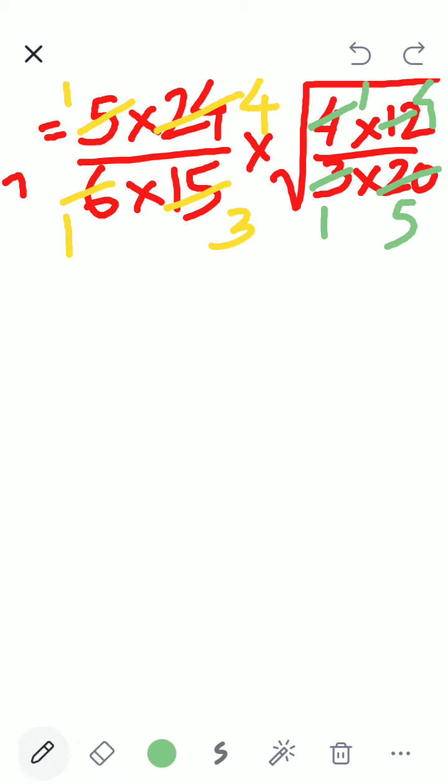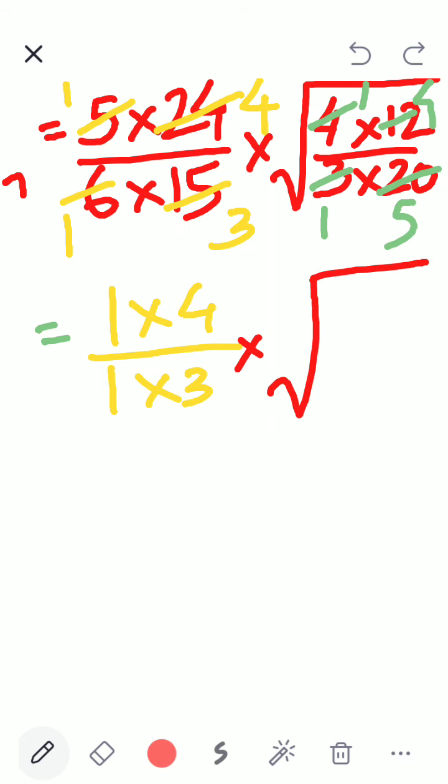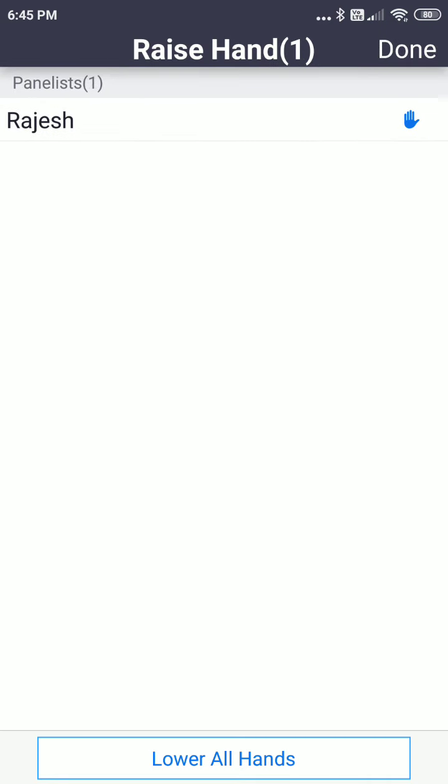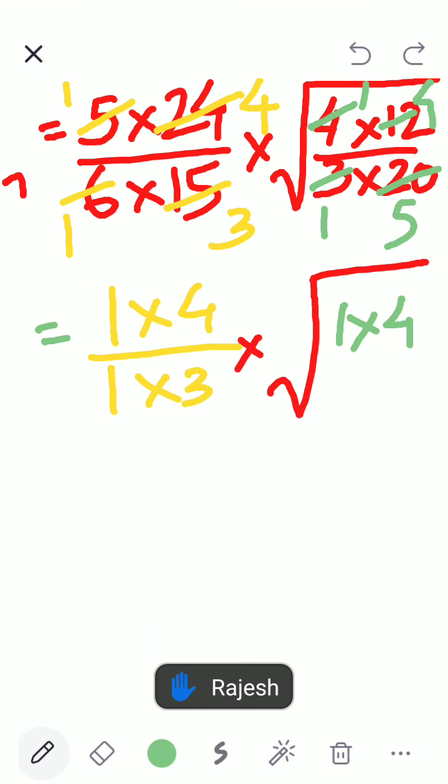So I will get equal to 1 into 4, 1 into 4 divided by 1 into 3, correct? Multiplied by, now can you tell me what is happening inside the house? Anybody, raise your hands. Tell me what remains inside the house. Rajesh, go ahead. 1 into 4 divided by, very good.